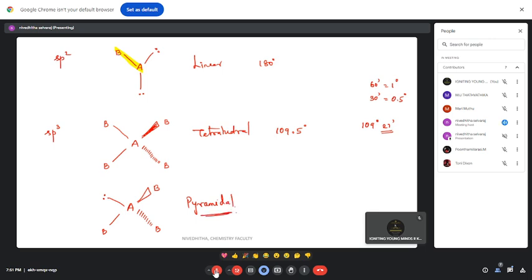Okay. In tetrahedral shape, if we got one lone pair of electrons, please listen. For each lone pair of electrons, we have to reduce 2.5 degree. So originally it was 109.5 degree. In this pyramidal shape, I got one lone pair. So for each lone pair, we have to reduce 2.5 degree. So what will be the bond angle? 107 degree, right? Let us have an example of this.